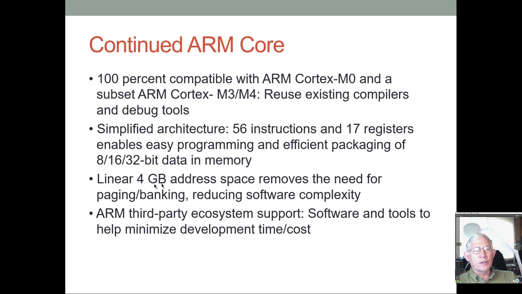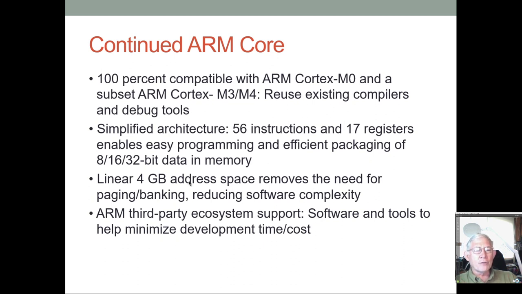There's this linear 4 gigabyte address space, and everything's in that. So there is not a separate program memory and data memory world. They both exist in the same address space. They both have the same data bus, and the address bus and data bus are both 32 bits. But every location in this 4 gigabyte address space references an 8-bit location.